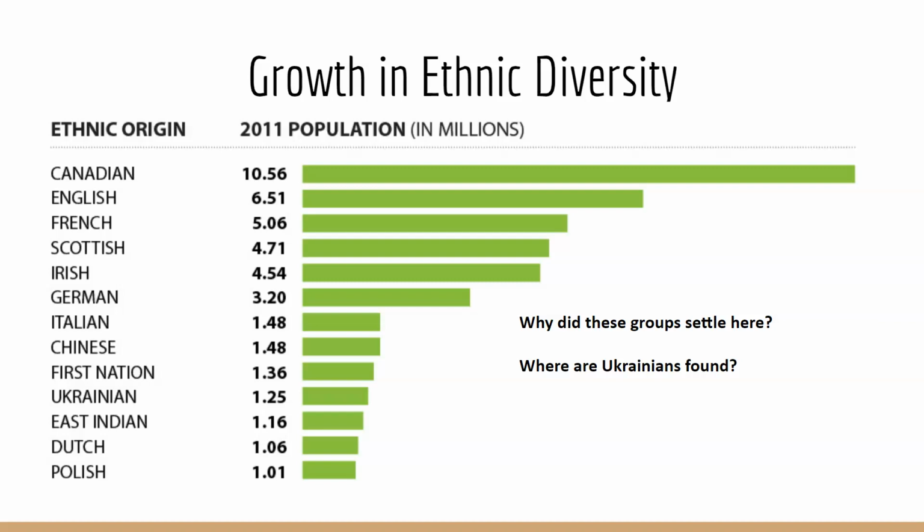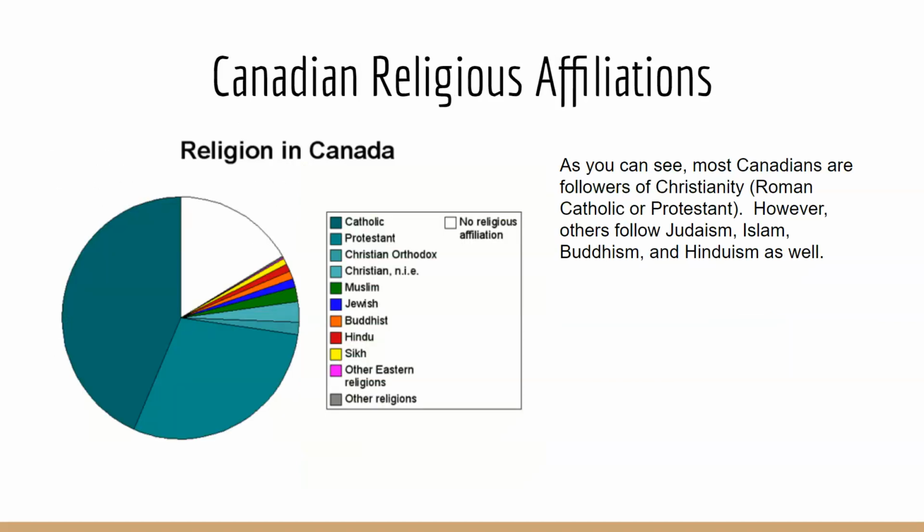This would include our native populations, including the Inuit. Ukrainian is certainly on there, East Indian, Dutch, and Polish. So again, certainly still seeing some European influence, but you're also starting to see some growth in the ethnic diversity in Canada. And part of that is the immigration policies that they have put in place.